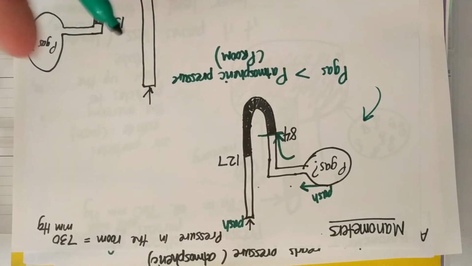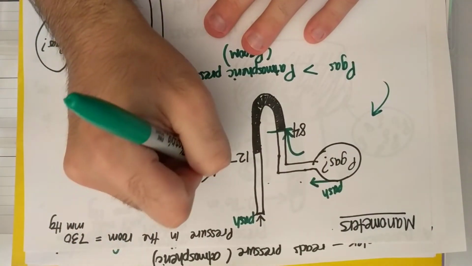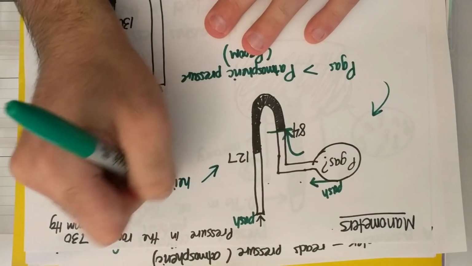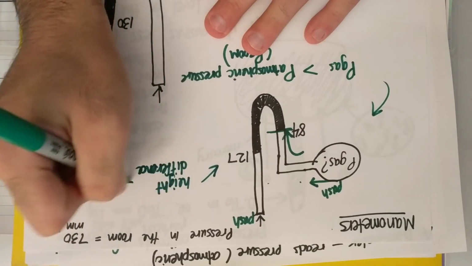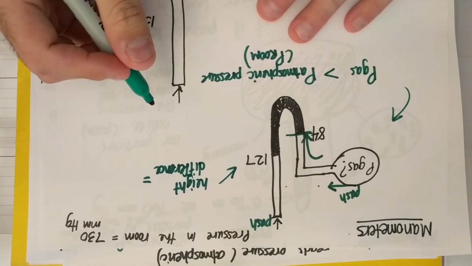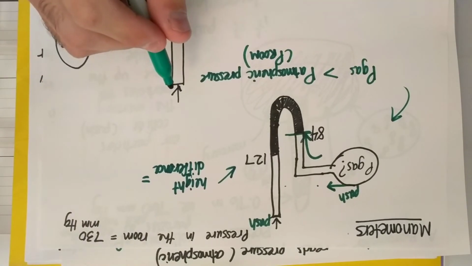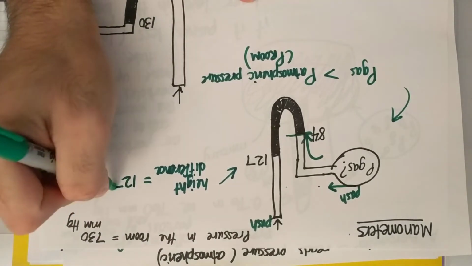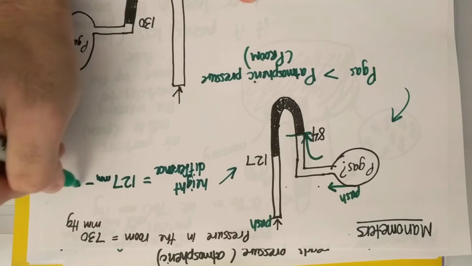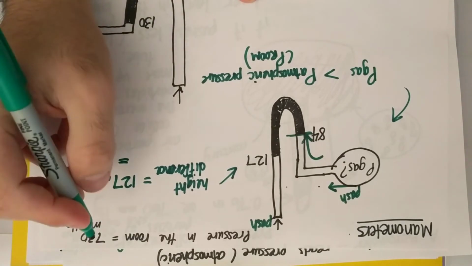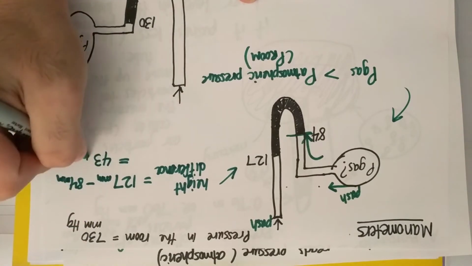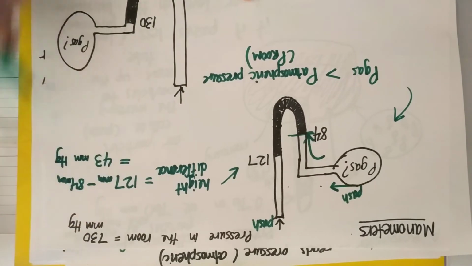This height difference tells us how much the mercury has been pushed or pulled in both directions. We need to do the height difference of the mercury in here, because this is mercury. That height difference is what we use to figure out the pressure of the gas. So I'll do 127 millimeters minus 84 millimeters, and that's equal to 43 millimeters of mercury.